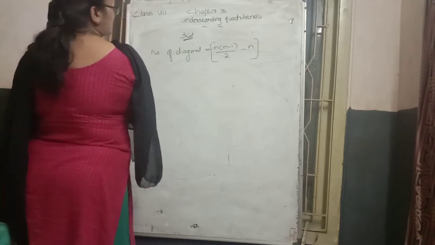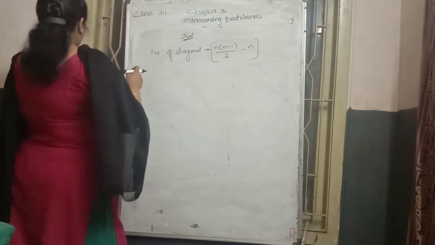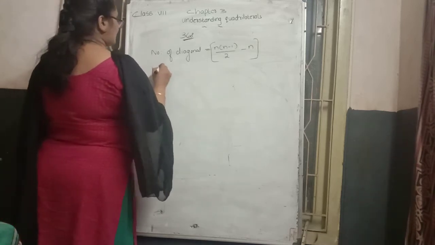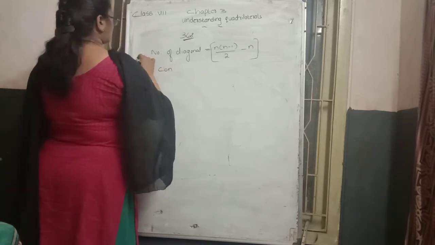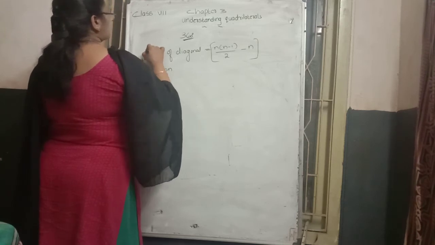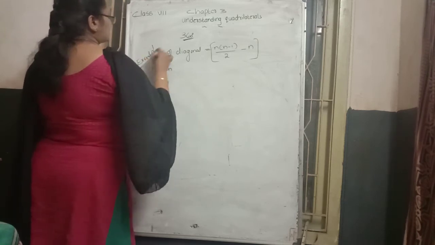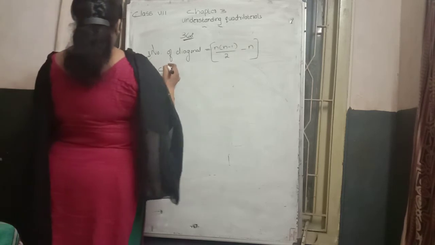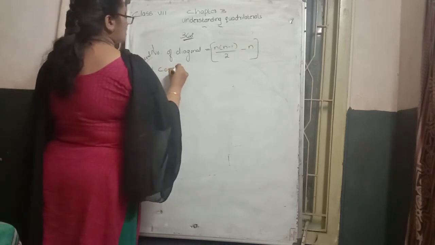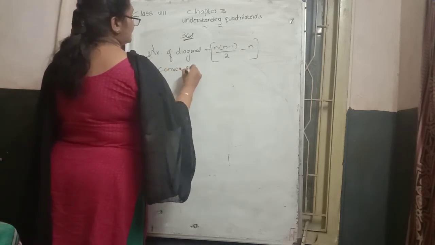That means here we find the diagonals for a convex polygon. The first question in the first exercise of that type is in exercise 3.1. Here, find the number of diagonals for a convex polygon, a quadrilateral.